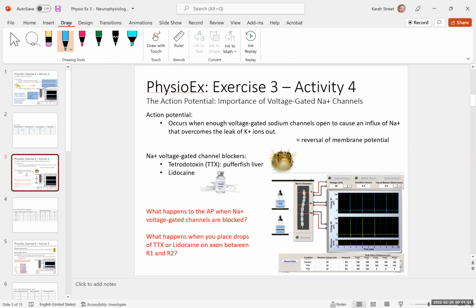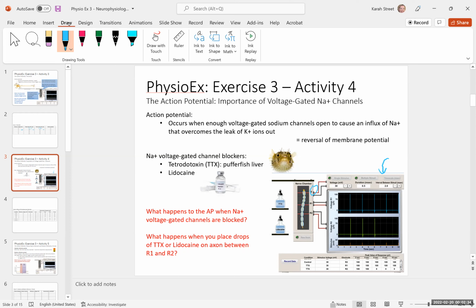Now let's move on to activity four. In this activity, we were looking at voltage-gated sodium channels. Again, we were playing with an axon disconnected from the soma and the axon terminal. We had a stimulating electrode shown here in your picture as S, and two recording electrodes, recording electrode one and recording electrode two. When we set up our experiment, we told the machine to give stimuli every 2 seconds. And a stimulus was given every 2 seconds up to 10 seconds.